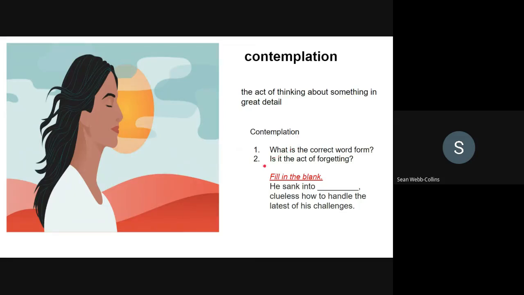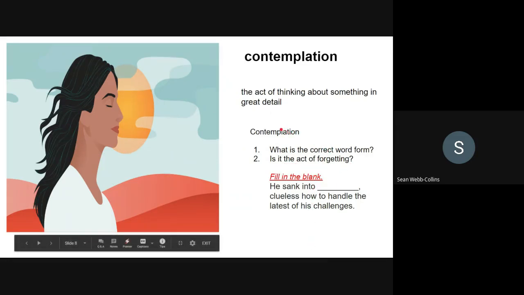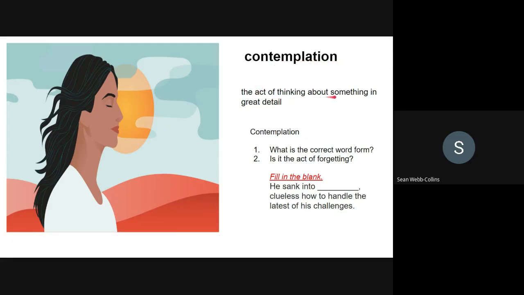Question number 2. Is it the act of forgetting? No, the act of contemplation is the act of thinking about something in great deal. So is it the act of forgetting? No, it isn't. It is the opposite.